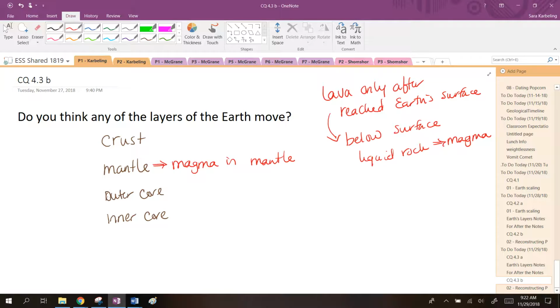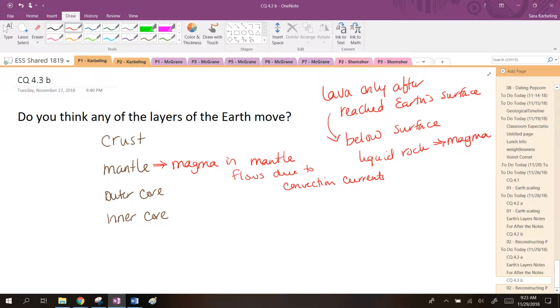Yeah. So magma in the mantle will say flows due to convection currents. Is that okay? Love it. All right. So the answer that Sydney is giving us is yes, I think that at least one of the layers moves, that being the mantle. The magma in the mantle flows due to convection currents. All right.